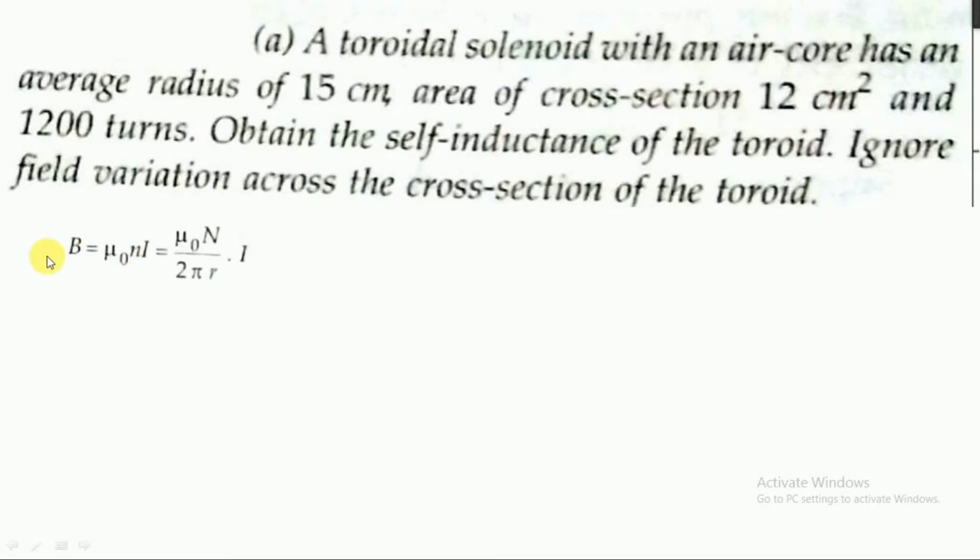The magnetic field due to a solenoid is given by mu naught n i. So we don't have small n, we have the total number of turns. The formula of small n is equal to capital N by L, the length of the solenoid, and the length of the solenoid is the circumference of the toroid. So instead of L we'll write 2 pi r. Now we can find the magnetic field. So this is the formula I was talking about. So we can find the flux now, and we can find the coefficient of self-induction easily.